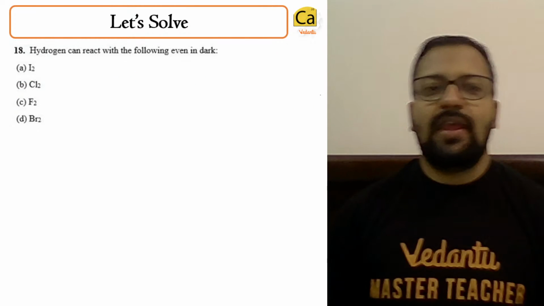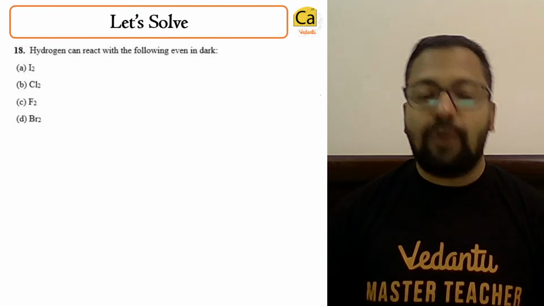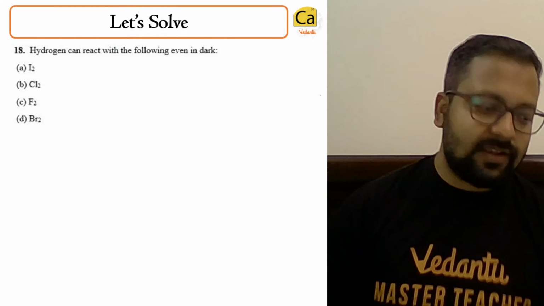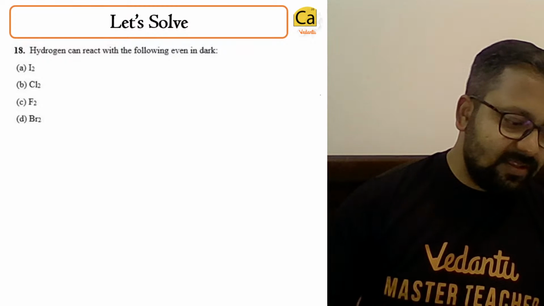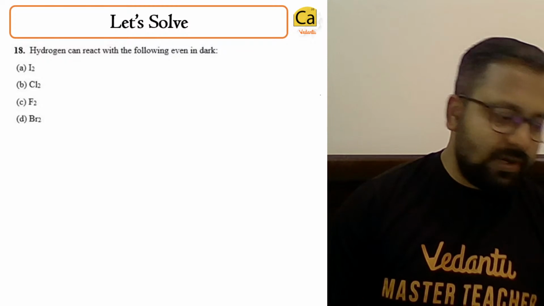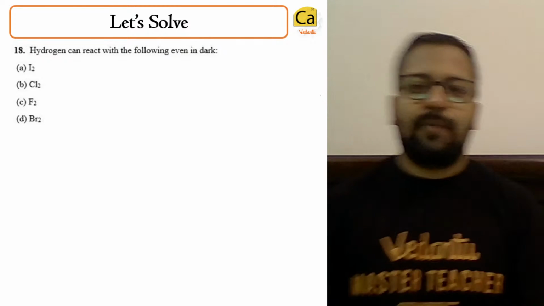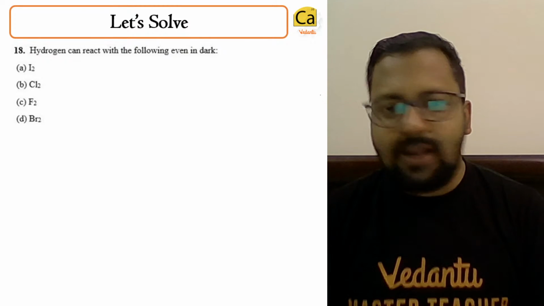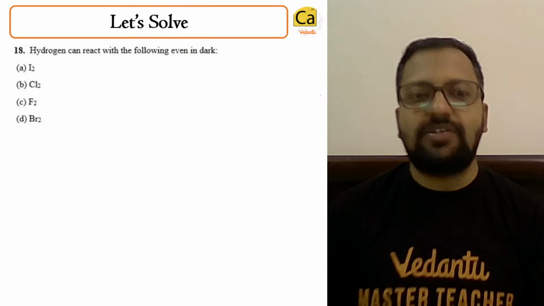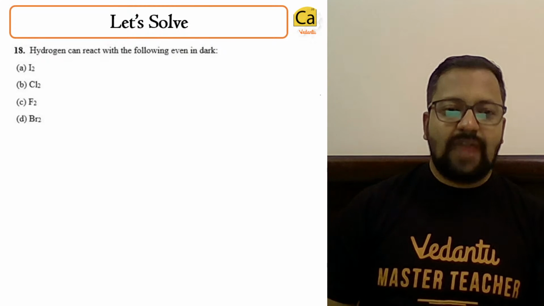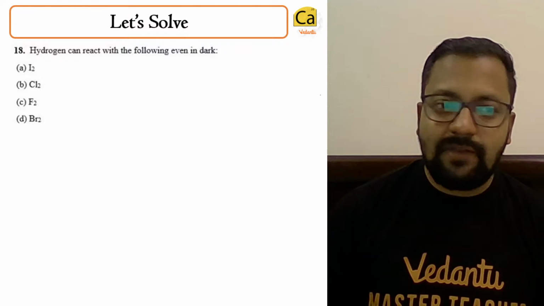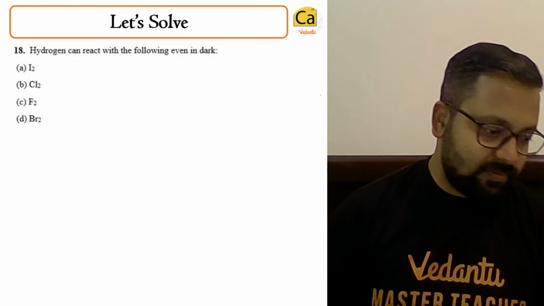Next. Hydrogen can react with the following even in dark. No, zinc is not more reactive than Na. Na is more reactive, but Na does not form amphoteric oxides. Na forms basic oxides. Hydrogen can react with the following even in dark: iodine, chlorine, fluorine, bromine.